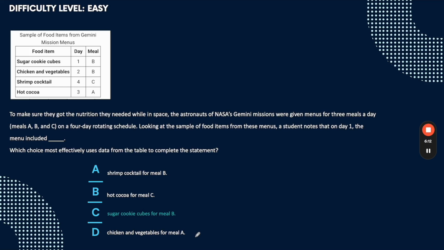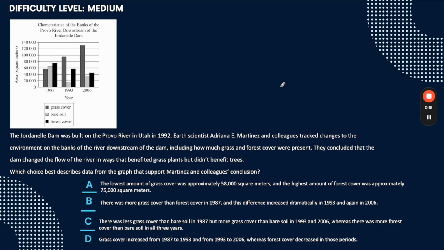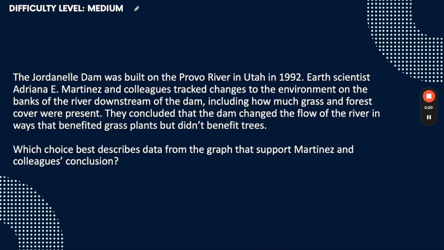Now let us go ahead and see one medium difficulty level question. Alright, so we have a medium difficulty level question now. Again, the steps remain the same. We will go ahead and read the question stem and then read the text. So let's read the question stem. Which choice best describes data from the graph that support M and colleagues' conclusion? Basically, the text will have some kind of conclusion derived by M and colleagues, and we have to support that conclusion with the help of the graph that's given to us. In order to support the conclusion, we definitely do need to know what that conclusion is all about.